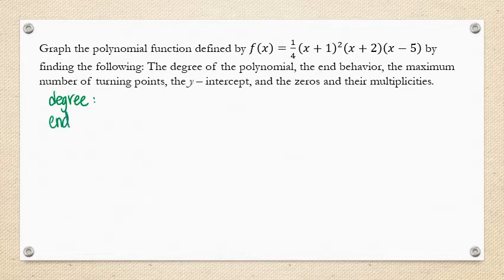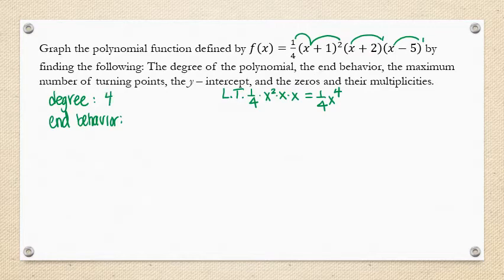So for the degree and end behavior, what I'm going to actually do is figure out what the leading term is of this polynomial using the cool little trick that I taught already. So that leading term is going to be 1/4 times x squared times x to the first times x to the first. So that gives me 1/4 times x to the 4th power. Okay, so that means the degree is 4.